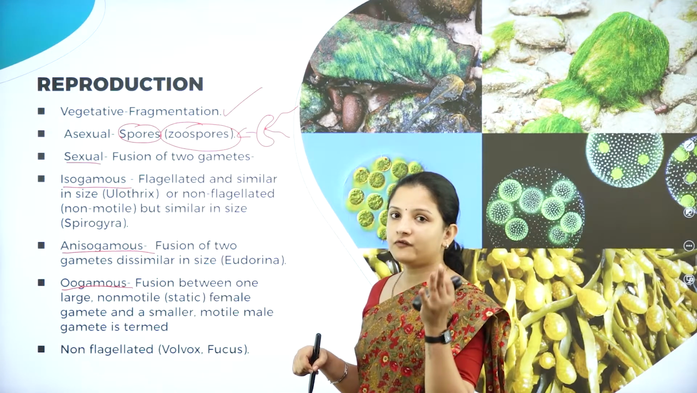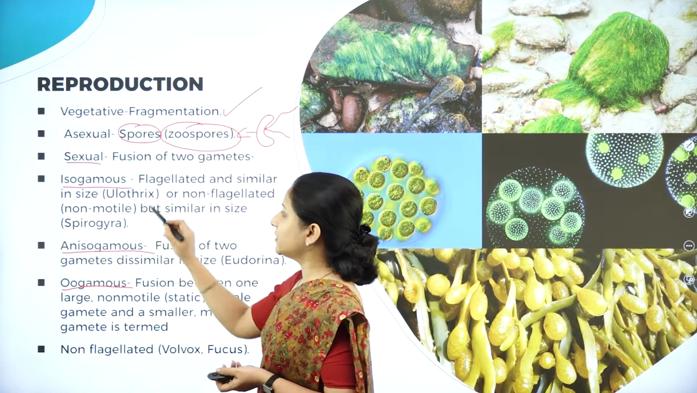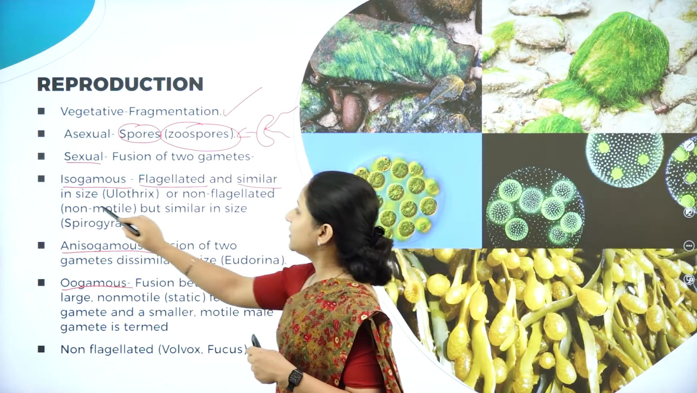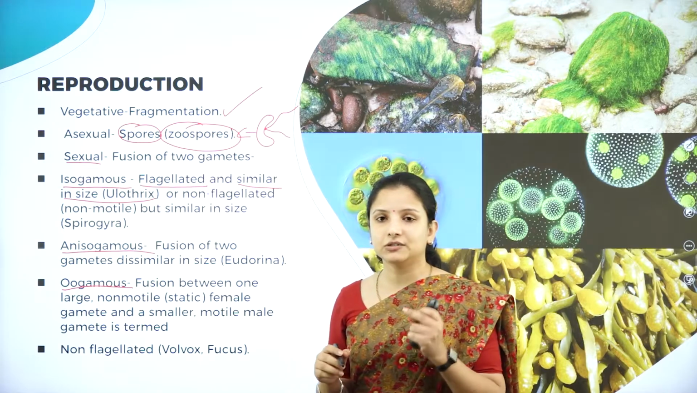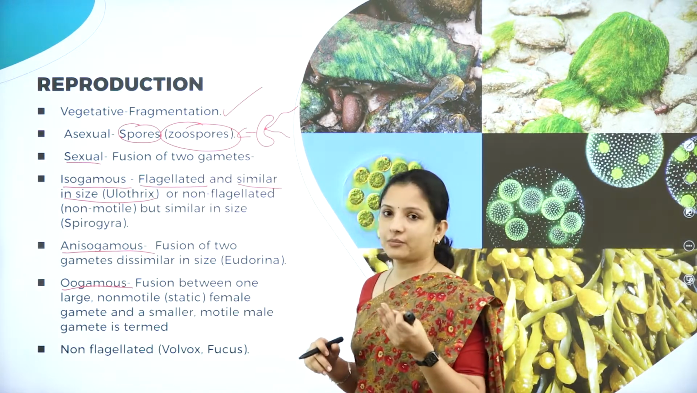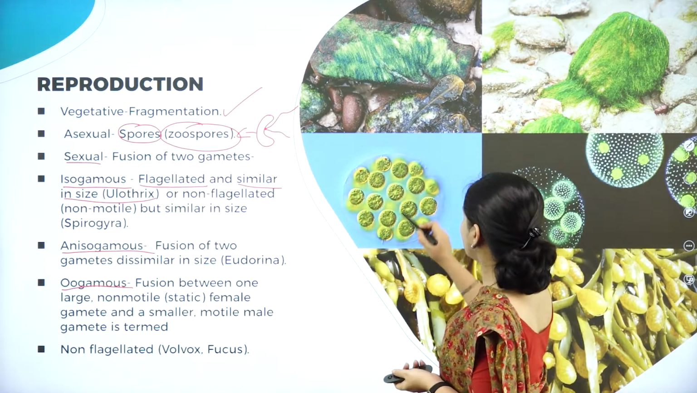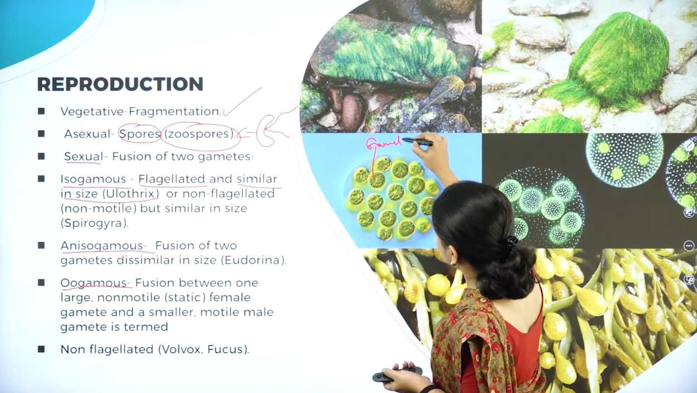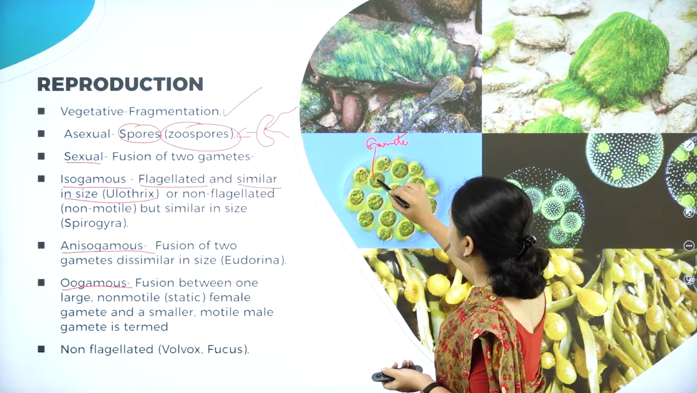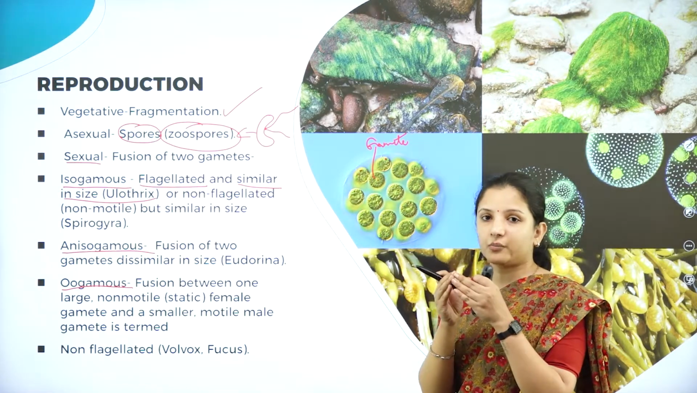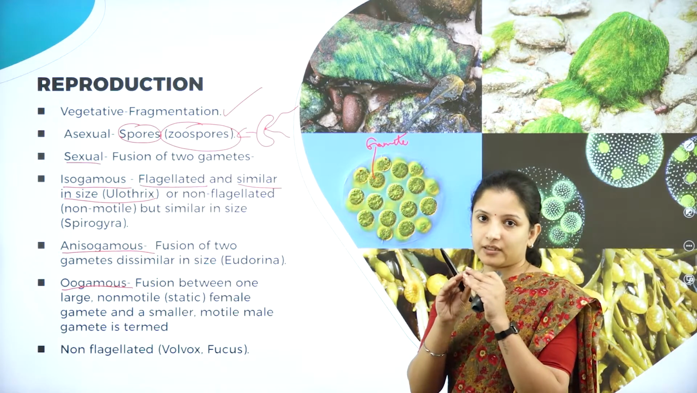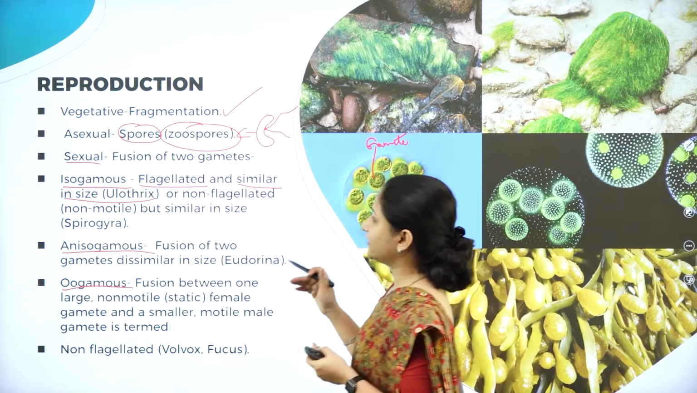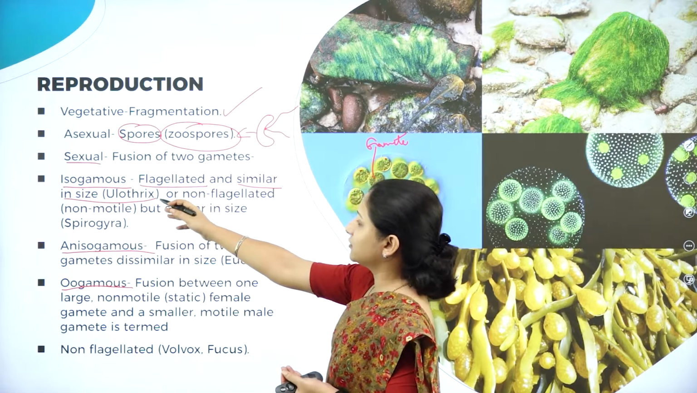The gametes are of 3 different types. In isogamous, they are usually flagellated, that is, they have flagella and they are similar in size. That is why it is called isogamous. Iso means similar. You can see here the best example for isogamous. Can you see the gametes here? They are almost similar in size. You cannot differentiate between the male gamete and the female gamete. Both gametes are almost similar in size. That is why it is called isogamous. That is the example in the case of Ulothrix.